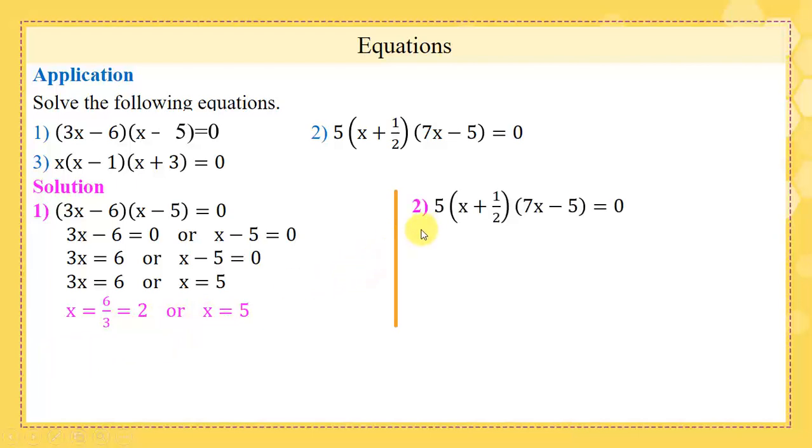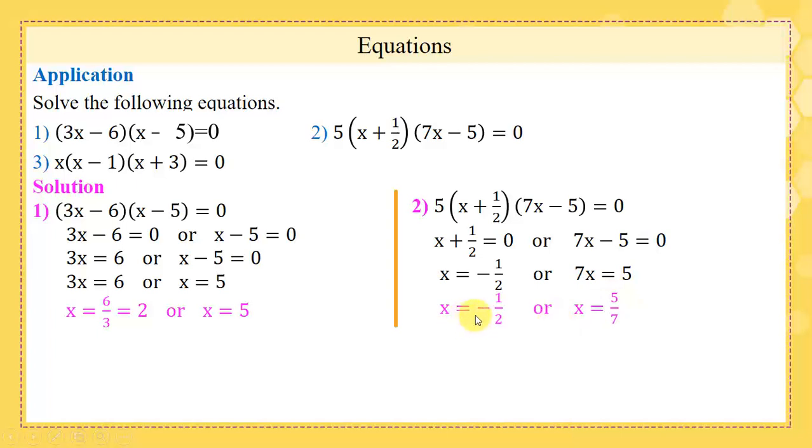Second case, we have 5(x + 1/2)(7x - 5) = 0. Here we have three factors that are 5, x + 1/2 and 7x - 5. Since 5 is always different from 0, then x + 1/2 = 0 or 7x - 5 = 0. Then x = -1/2 or 7x = 5. Then x = -1/2 or x = 5/7.